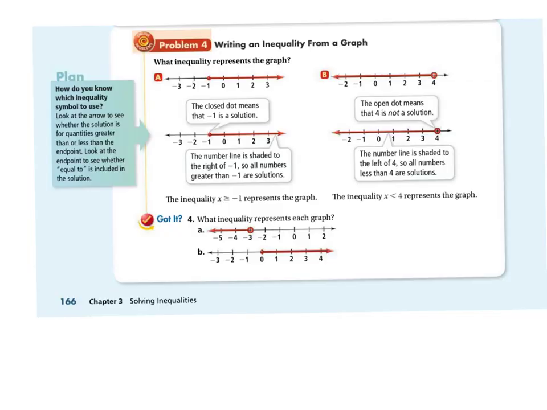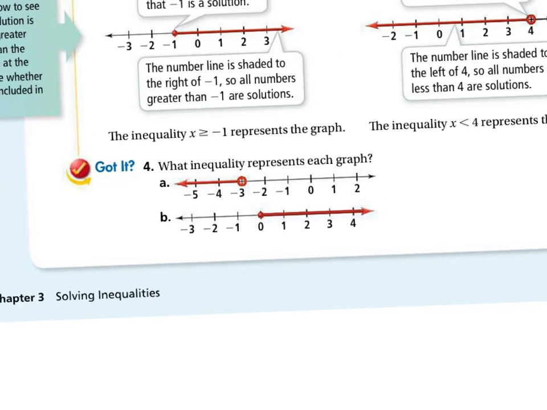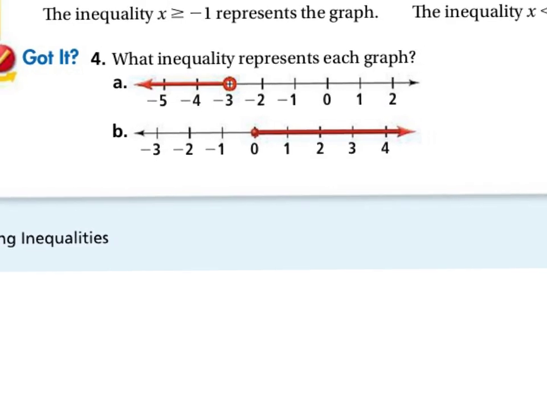Problem 4, they're doing kind of the flip here. They're giving us a graph and then saying what is the inequality that would represent that. So you can look at A and B, you can see what that is. We're going to look at the got it for part A.